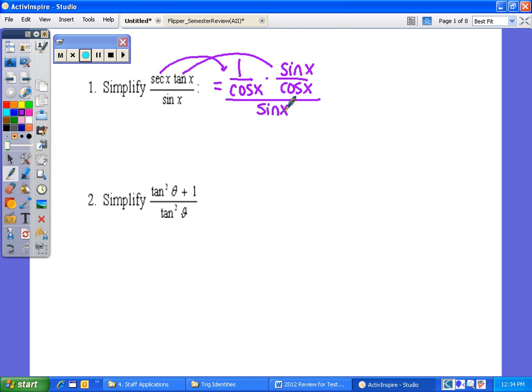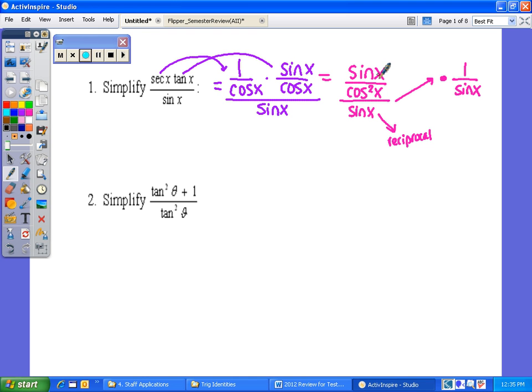Now, what you should do next is multiply. 1 times sine is equal to sine. Cosine times cosine is cosine squared, all over sine. Now we've got some fraction things going on. It's double fractions. So I want to change this fraction bar to multiplication, and I want to write the reciprocal of sine, which is really 1 over sine. Now I'm going to multiply that by this sine over cosine.